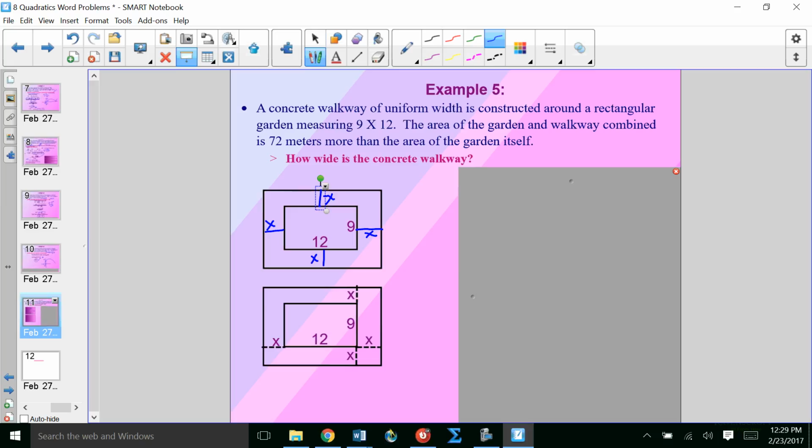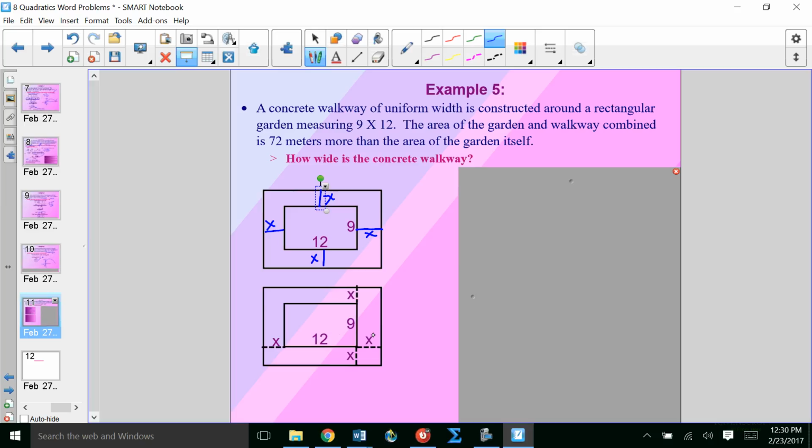And since we don't know what that width is, we can just call it X or a variable. I know it's not drawn exactly to scale, but imagine that these are the same length. So let's say this garden was like 3 feet going all the way around. It means X's length would be 3 everywhere around this garden. So then we're wondering, how wide is the concrete walkway?